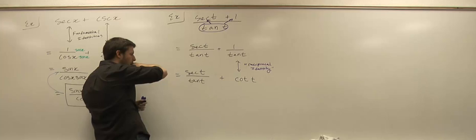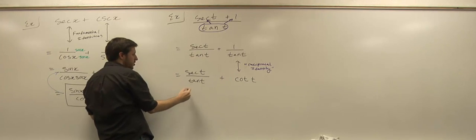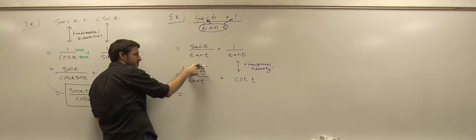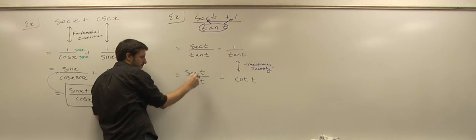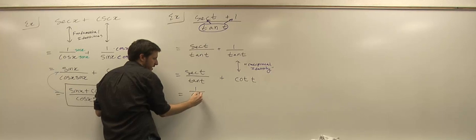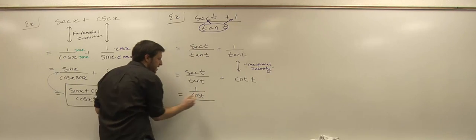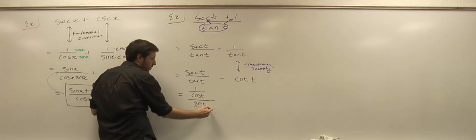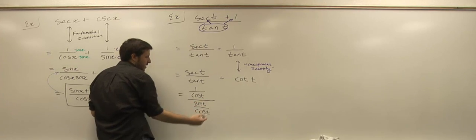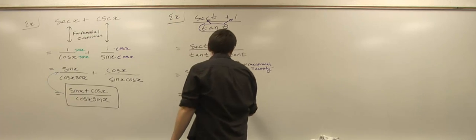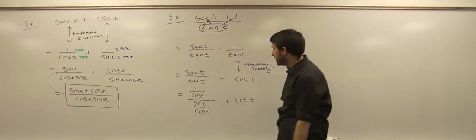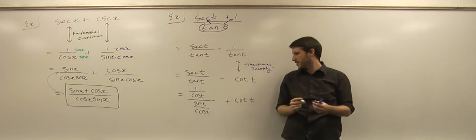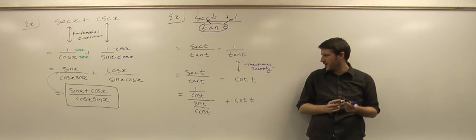Another trick that comes in handy sometimes is changing things to sine and cosine. For example, secant t is what? 1 over cos t. Tangent t is sine t over cos t. And I know the disbelievers out there are like, oh my God, Josh, you made it so much more complicated. What are you thinking?